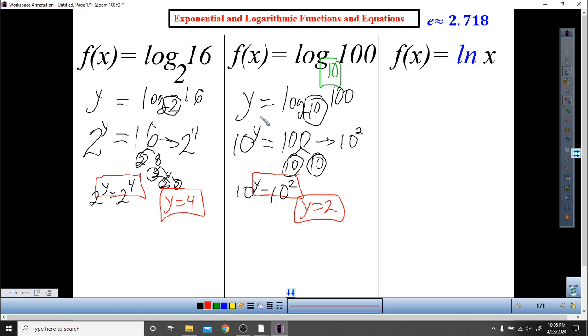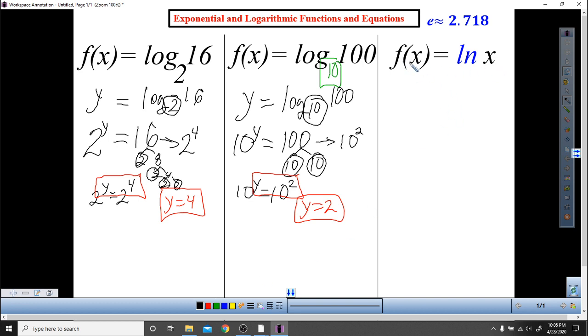So the only difference, yeah, some of you are asking, Mr. Q, if it doesn't have a base, we just put a 10. Yeah, it's going to be base 10. Make sure you keep that in mind, because for tonight's homework, you're going to need that for one of the problems. Okay, now let's go to the last one, this one.